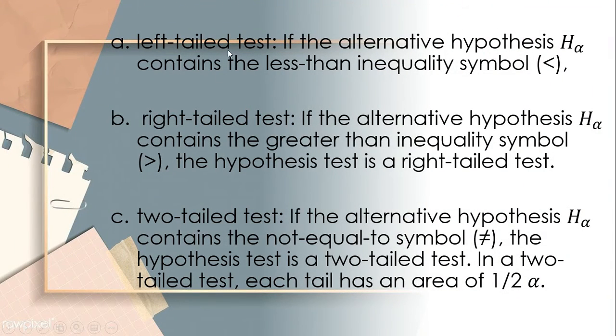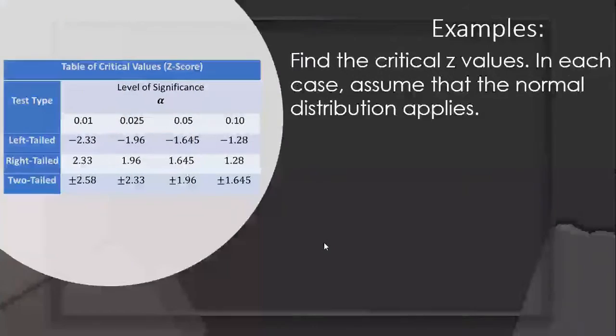So, ulitin natin yung left-tailed test. Kapag ang alternative hypothesis ay gumagamit ng less than symbol, kapag naman greater than symbol, it is a right-tailed test. Kapag naman not equal symbol sa alternative hypothesis, it is a two-tailed test. Okay, so try natin. Gamitin natin yung table. Find the critical Z values in each case. Assume that the normal distribution applies.